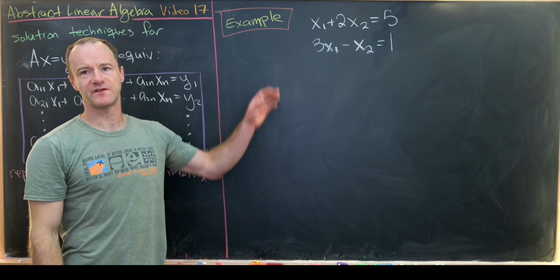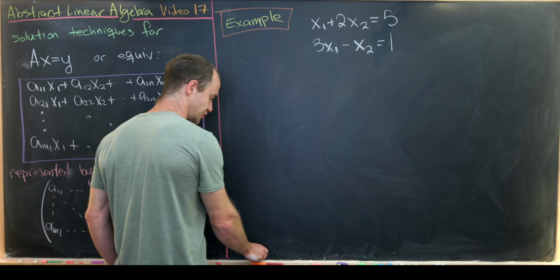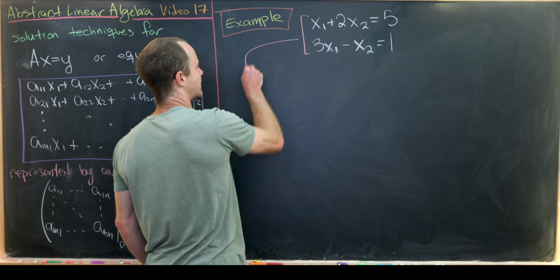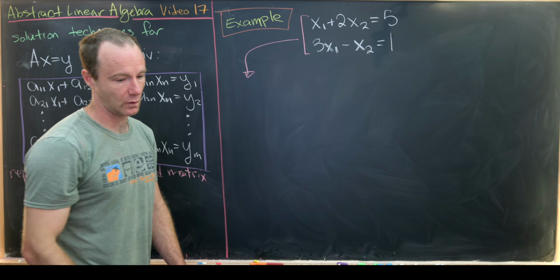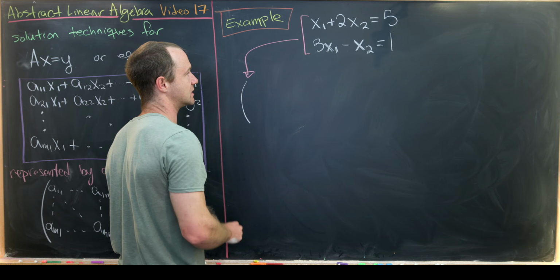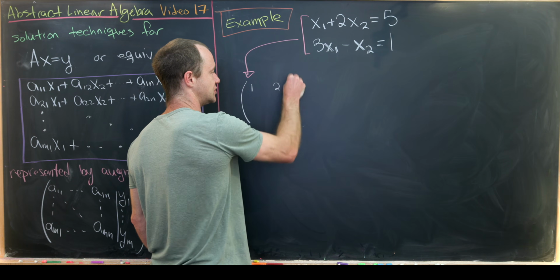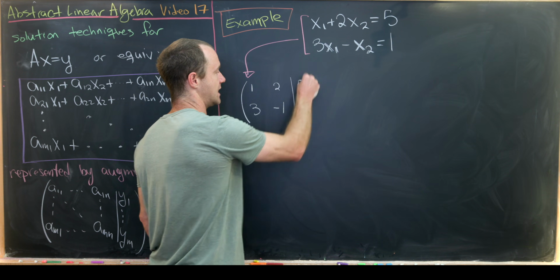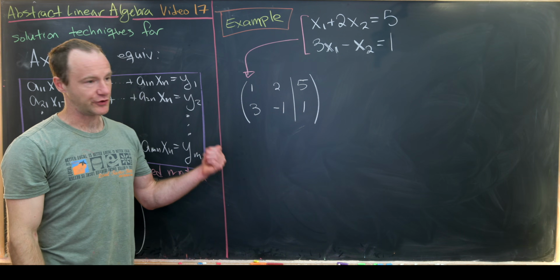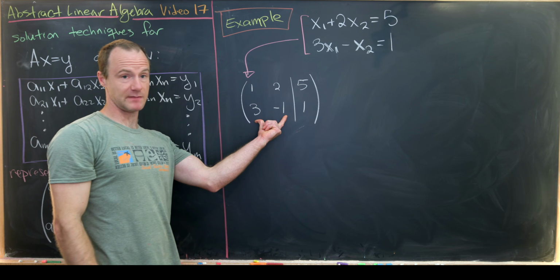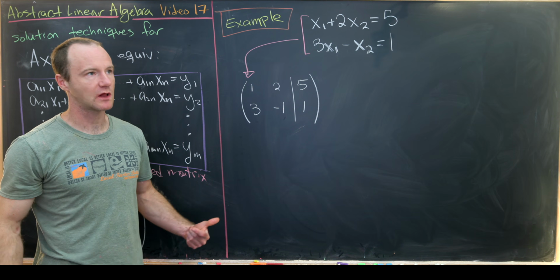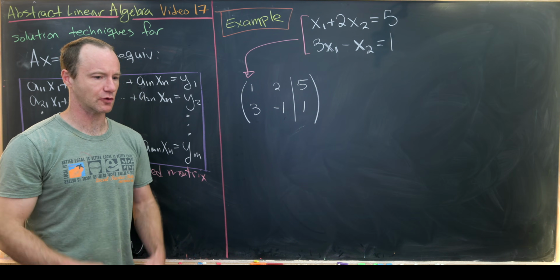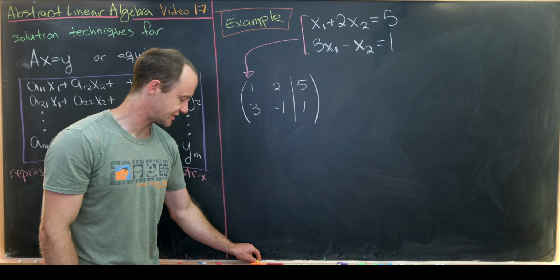So let's start off with a fairly simple system of two equations and two unknowns. So we have x1 plus 2x2 is 5, and then we have 3x1 minus x2 is 1. So we would start by turning this into an augmented matrix. So we would have 1, 2, 5 in the first row, 3, negative 1, 1 in the second row. And now we're going to do row operations to turn this matrix into the identity matrix. Well, hopefully. As we'll see in a bit, the goal really isn't the identity matrix. It's something called a reduced row echelon form of this matrix.